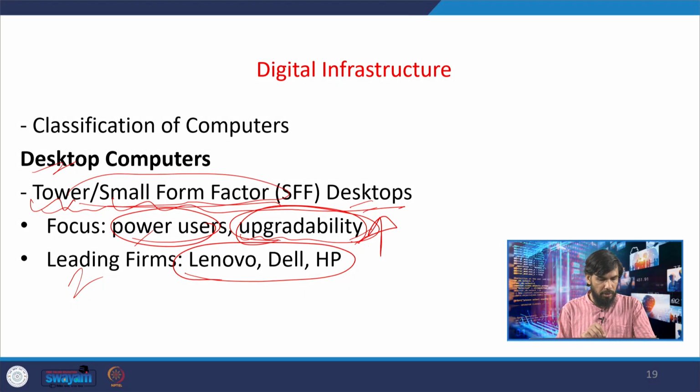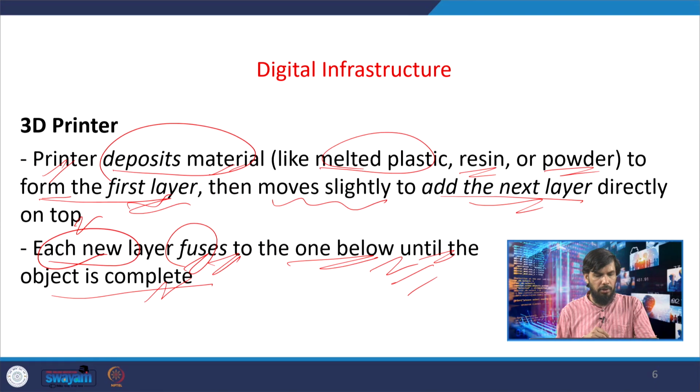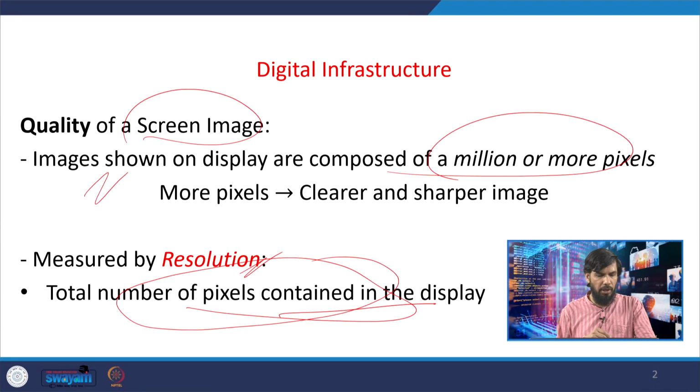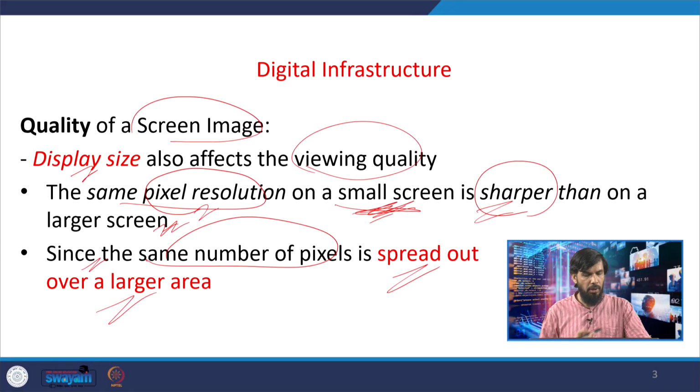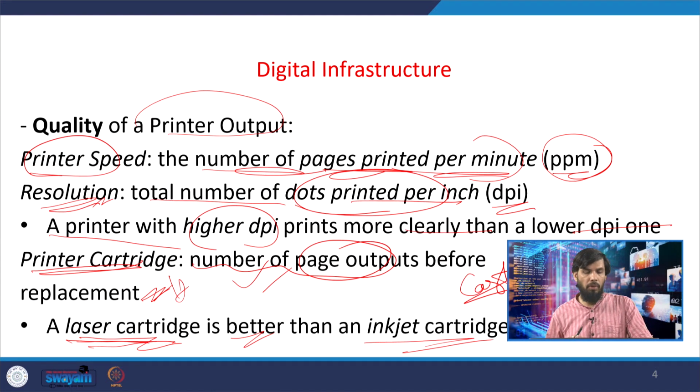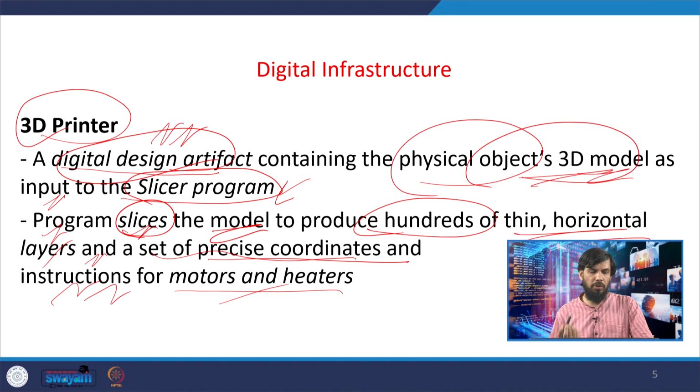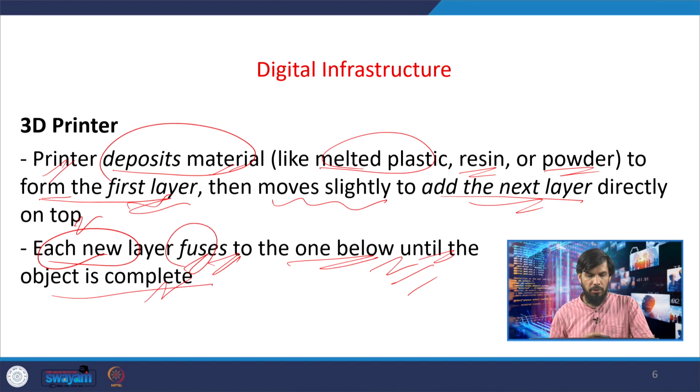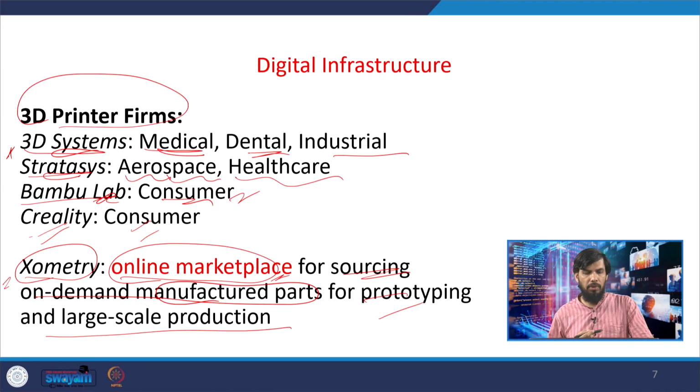So with this we covered what we wanted to cover in this session. Let's do a quick recap. We started with the quality of a screen image, resolution, display size, and then we came to the quality of printer output. Again we looked at printer speed, resolution, printer cartridge, right. These are some of the factors. We talked about 3D printers, how they work, the slicer program and layers, then depositing materials, and the fusing that happens.